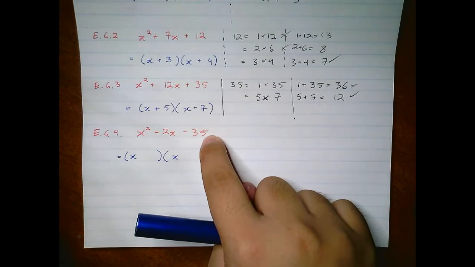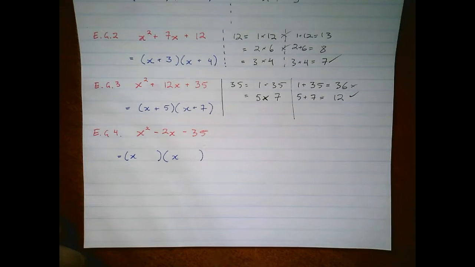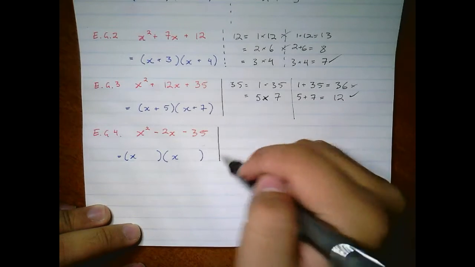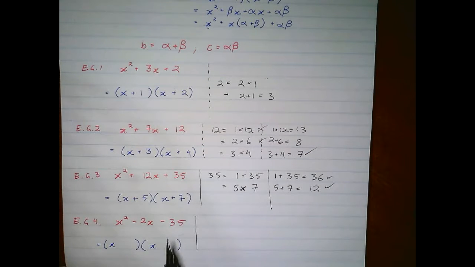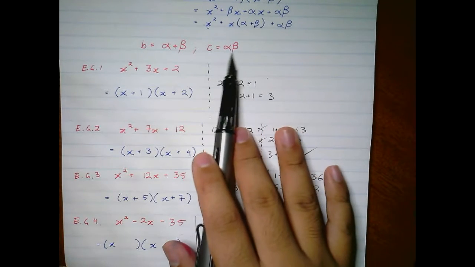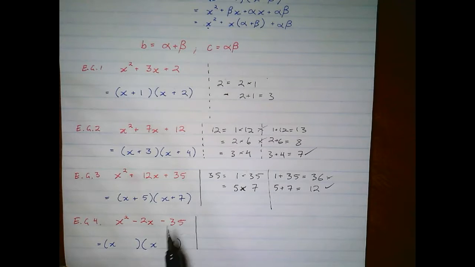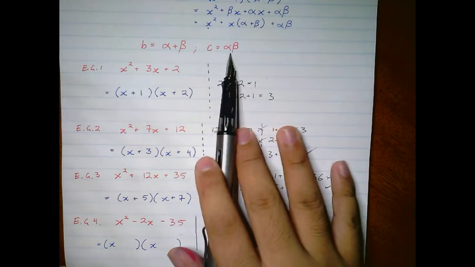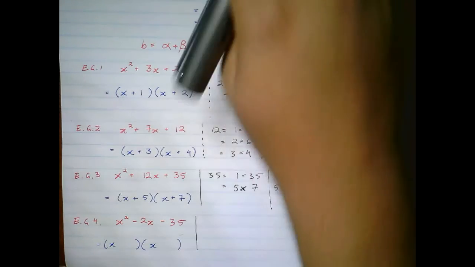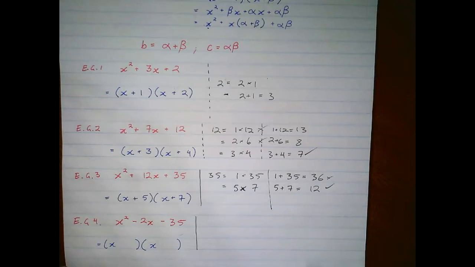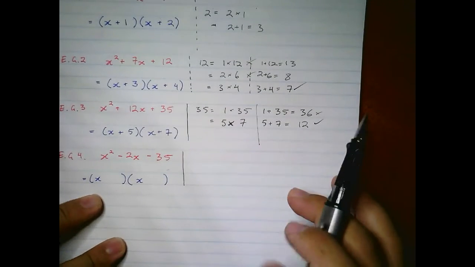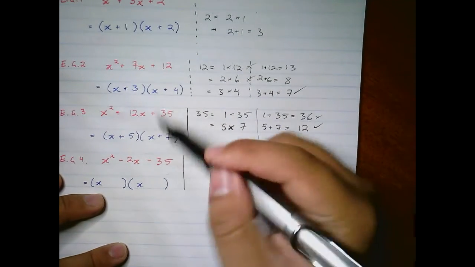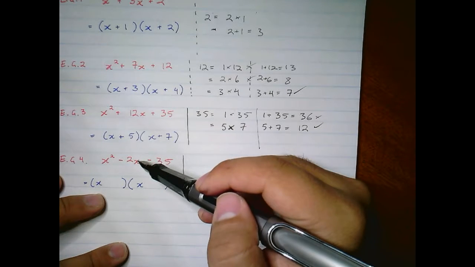Take a look at this number here, negative 35. Since we're only picking two numbers, because it's alpha times beta, see? c is equal to alpha times beta. So this negative 35 must be multiplied from only two numbers. Since it's a negative number, one of these has to be negative, because a positive and a negative will give me a negative. So let's see if we can get any factors that multiply to negative 35 but add to negative 2.